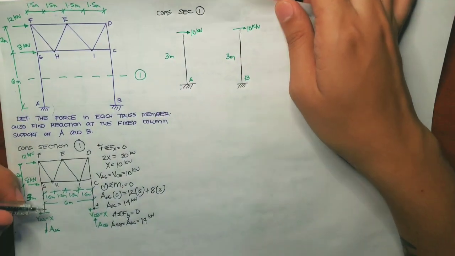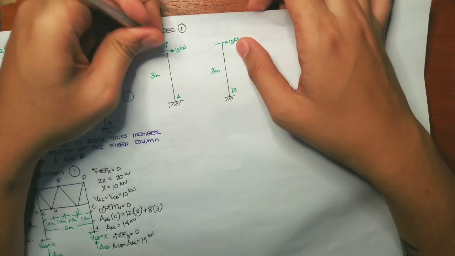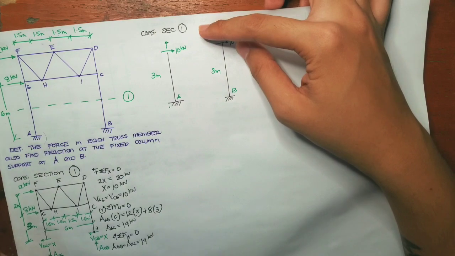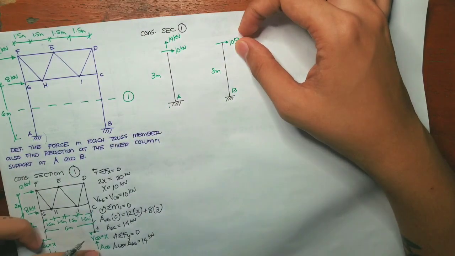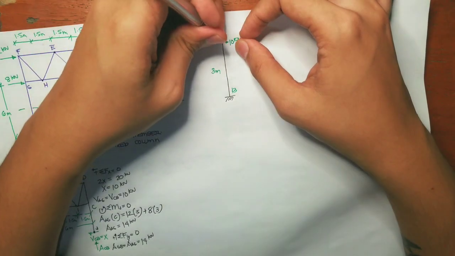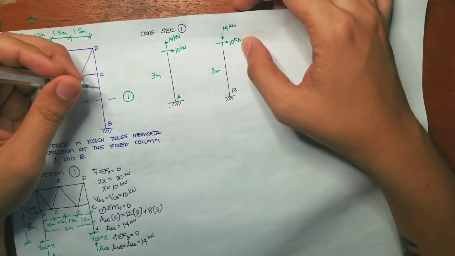Okay, so yung actual force mo dito is pababa. Therefore, pagdating dito, magiging pataas siya. So the actual force AG has a value of 14 kilonewton. And dito, since pataas siya, so dito naman magiging pababa. So that is also equivalent to 14 kilonewton.